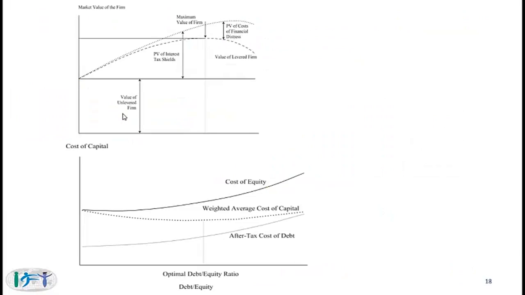Now, how does this connect with the weighted average cost of capital? The picture in the top part of the screen is what you've just seen. At the optimal capital structure where the value of the firm is maximum, that is where the weighted average cost of capital is going to be the minimum, right? So that is the critical point over here.